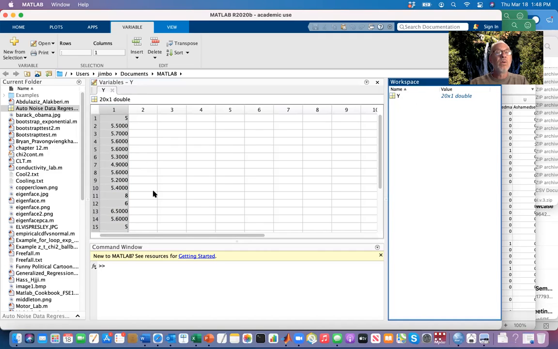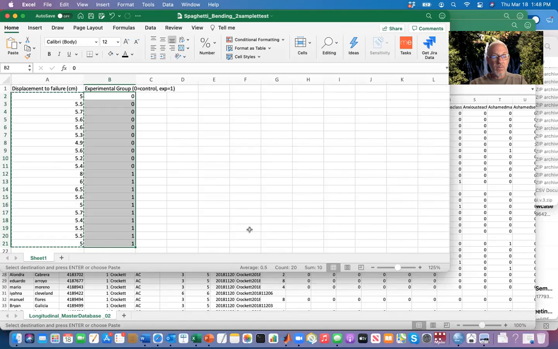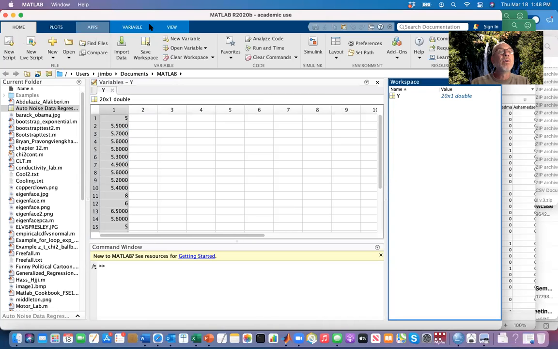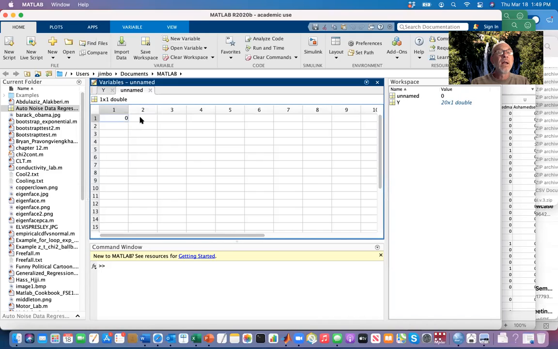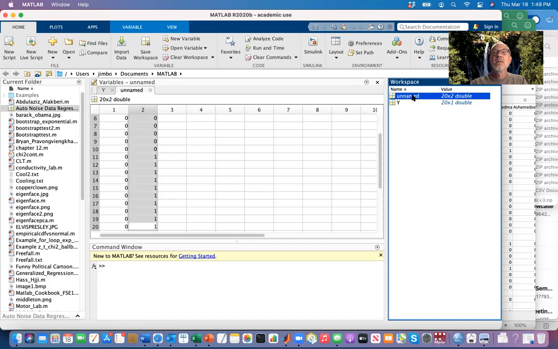And then what we're going to do is I will go back to here. I'm going to take my group membership, the predictor variable, the independent variable, and go to Matlab, and I'm going to put a new variable, and I'm going to put this in column 2, my control group and my experimental group. And I'm going to label this X. Okay, label that X.